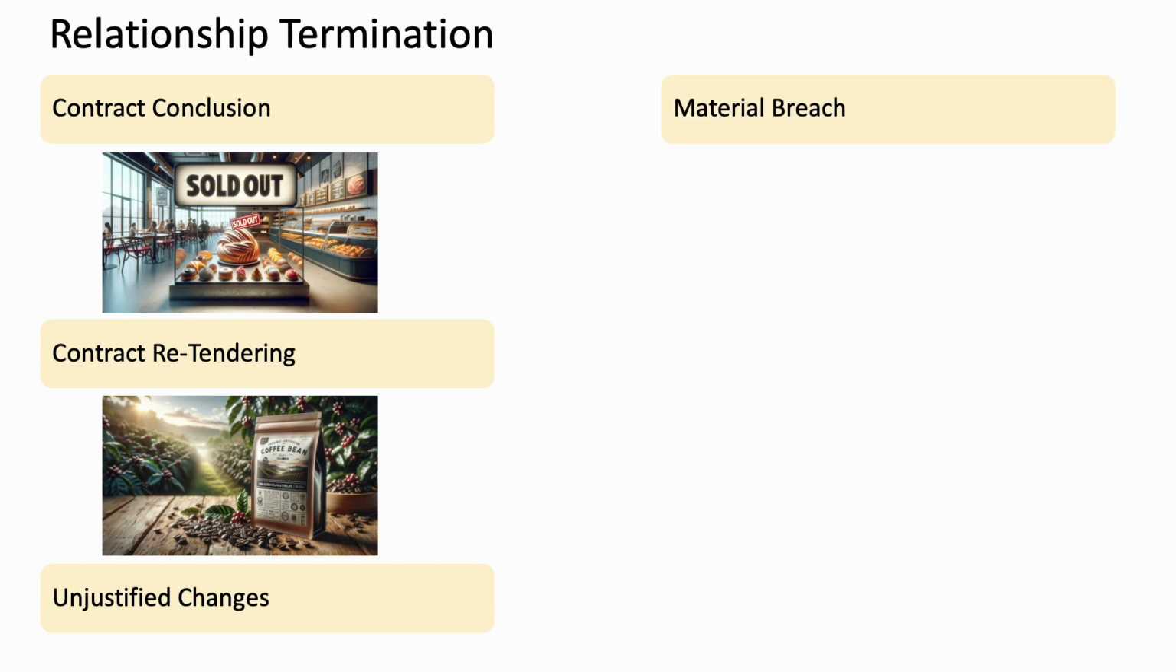Material breach. If the supplier consistently fails to meet the quality standards or delivery schedules outlined in the contract, leading to dissatisfaction or operational setbacks for the coffee shop. Reputational risk. Should the supplier engage in activities or behaviors that could damage the coffee shop's reputation, by association, prompting the termination of the relationship to protect the brand's integrity. Supplier insolvency. In the unfortunate event of the supplier facing financial insolvency or bankruptcy, rendering them unable to fulfill their obligations to the coffee shop.